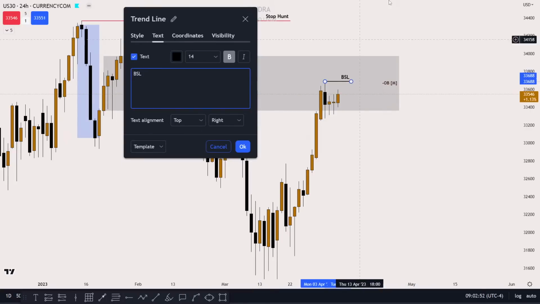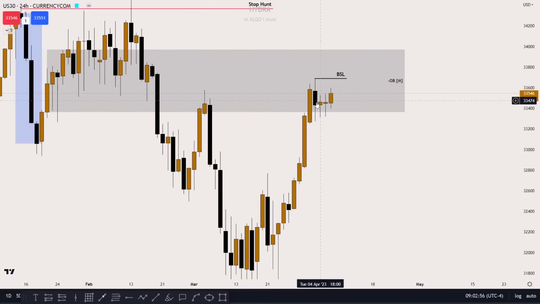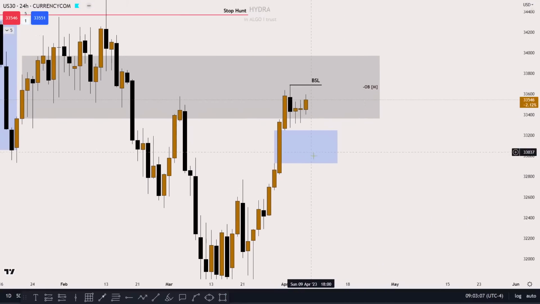So BSL, that's the short form of buy side liquidity. And what do you see on the sell side? We have a big imbalance, right? That is unfilled right here. That's a daily imbalance, right? So we are just gonna keep that in mind.